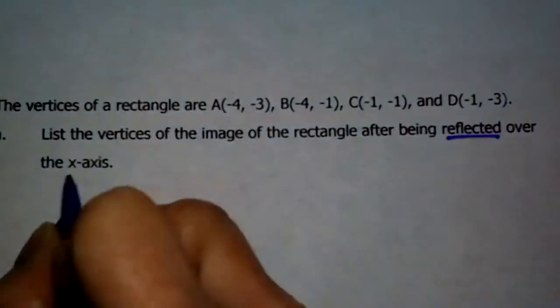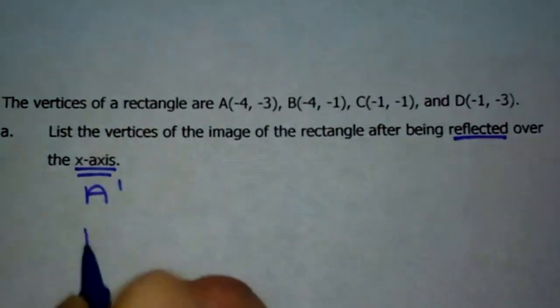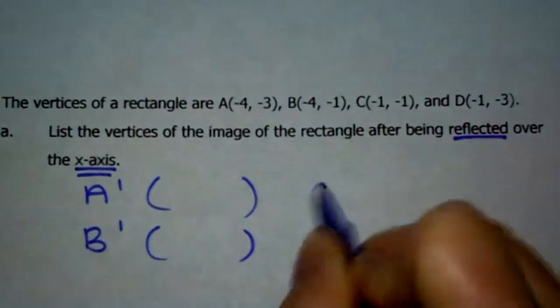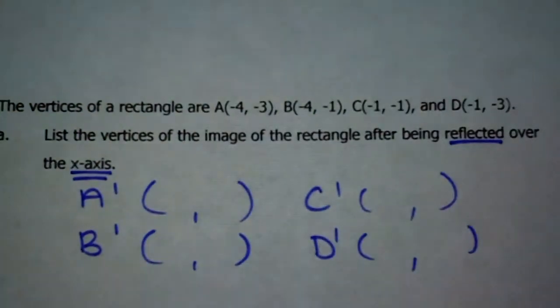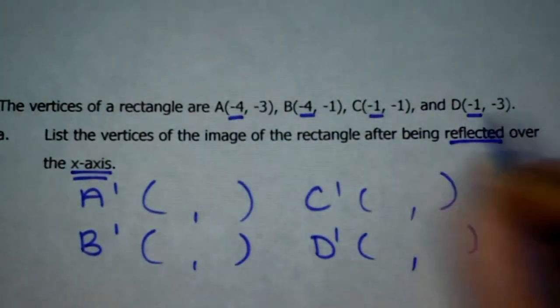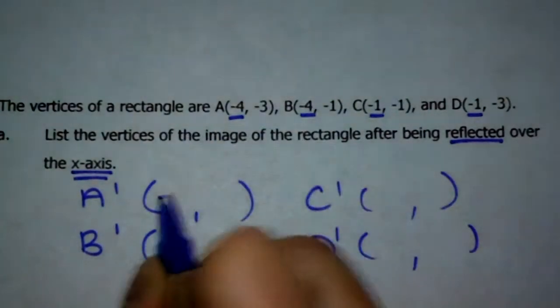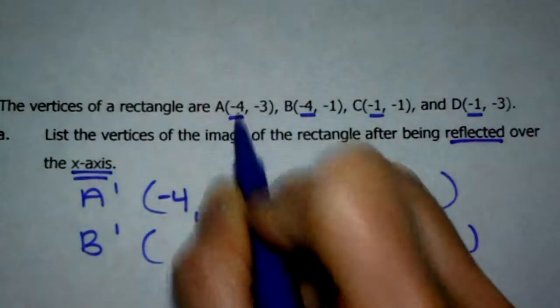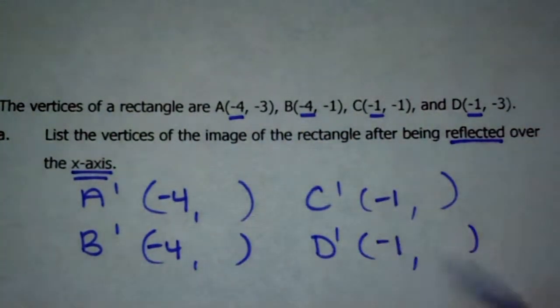So because I'm reflecting over the x-axis, that means the vertices of my image, and I'm going to write A prime, B prime, C prime, and D prime. Because I'm reflecting over the x-axis, that means that all of my x's are going to stay the same. Because to get right or left, it stays exactly the same. So I'm going to list all my x values out. In point A, it was a -4, B was -4, C was -1, and D was -1.